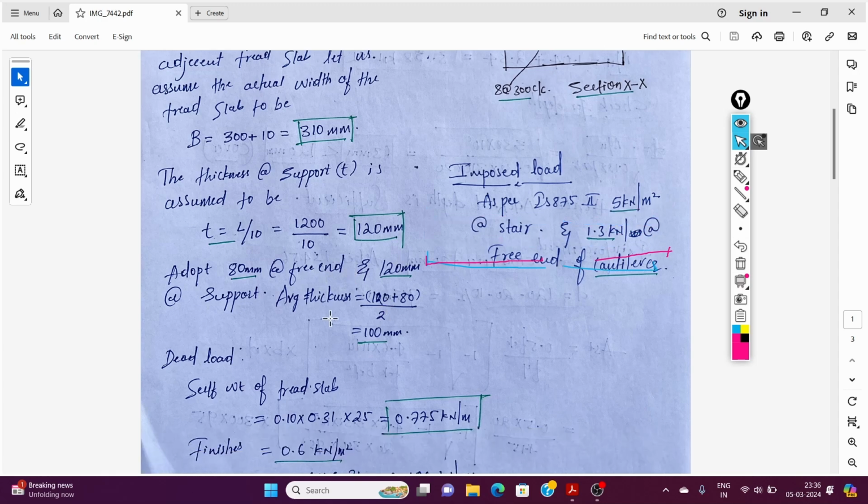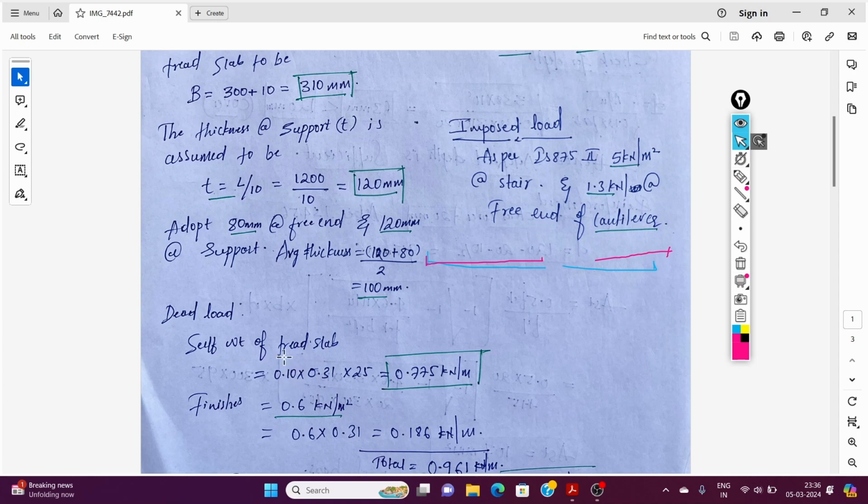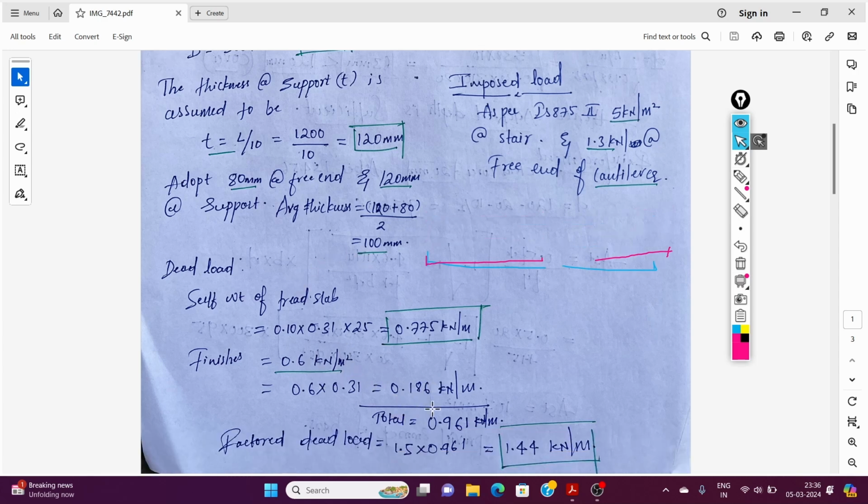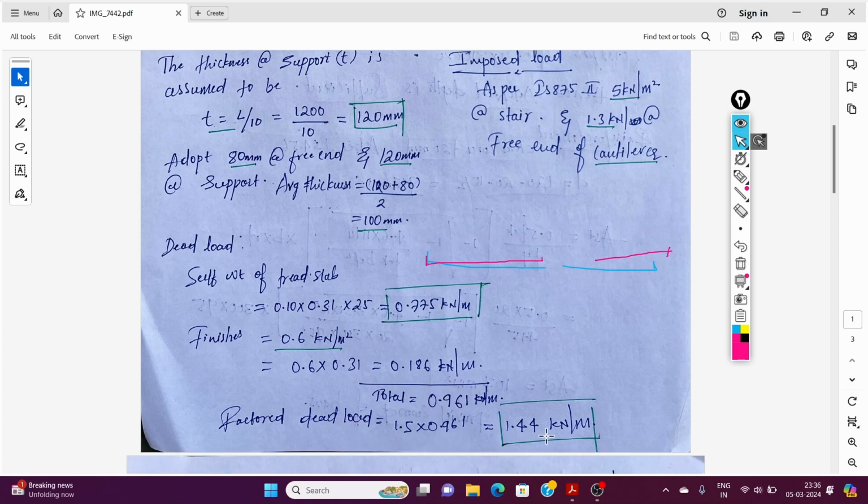Now we need to find the dead load. Self weight of the tread slab is the thickness 0.1 into width into density, which gives 0.775 kilonewton per meter. For the finishes we have considered 0.6 into the width, which gives 0.186 kilonewton per meter. The total dead load is 0.961, and the factored dead load is 1.44 kilonewton per meter.